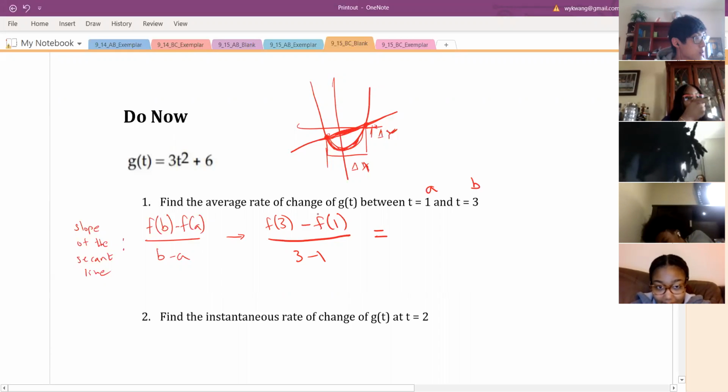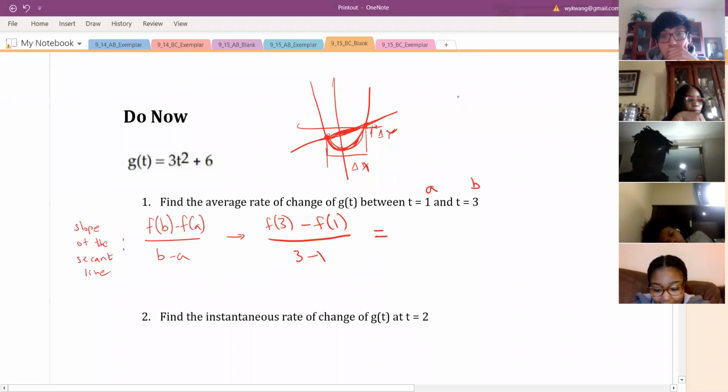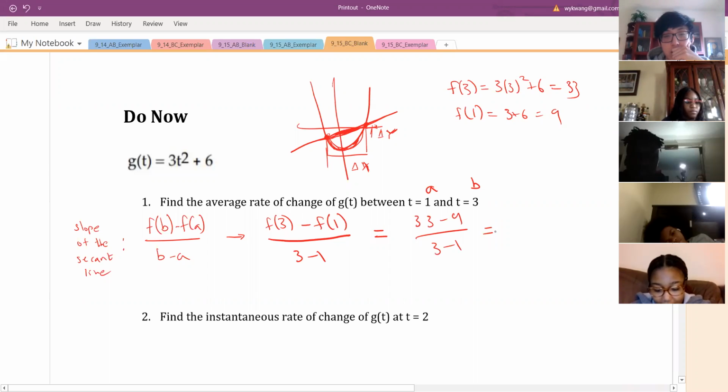let me take a look at my notes really quick. Okay, so f of 3 is equal to 3 times 3 squared plus 6, so 3 cubed plus 6 is 27 plus 6, which is 33. And then f of 1 is equal to 3 plus 6, which is 9. So we get 33 minus 9 over 3 minus 1, equal to 24 over 2, which is 12.